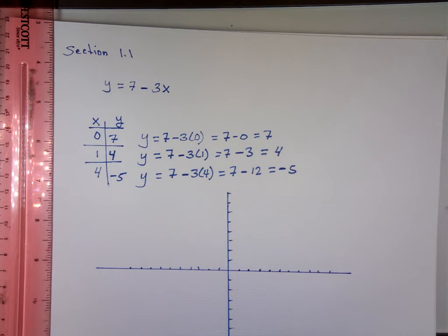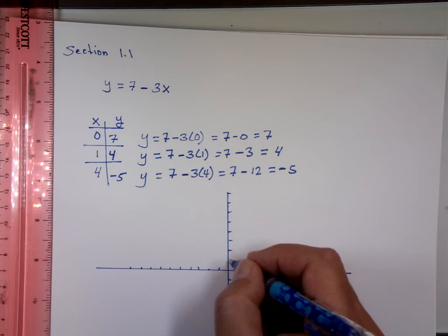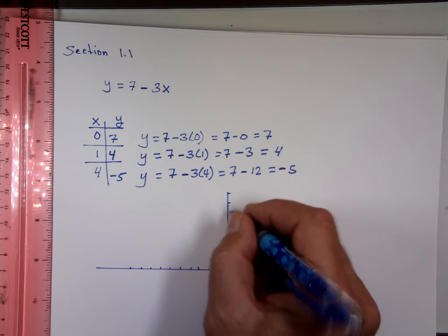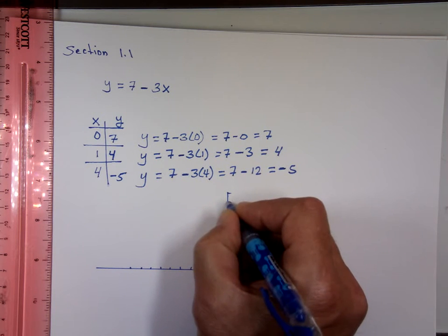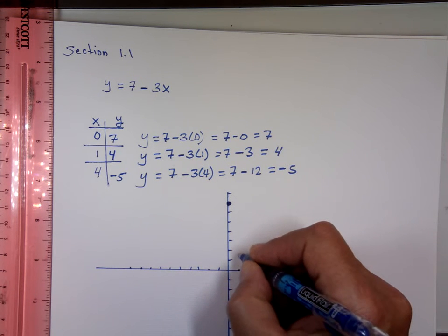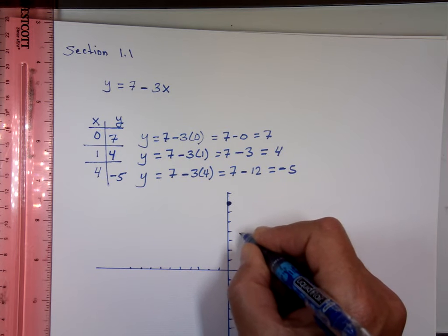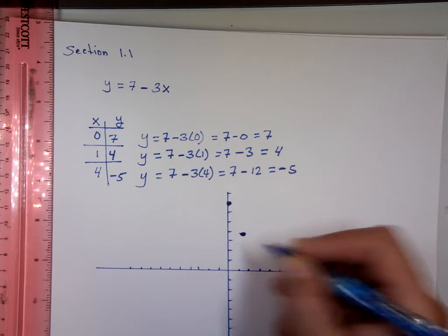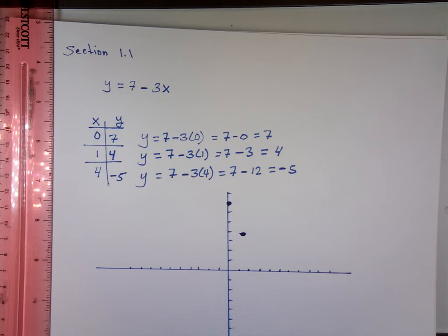0, comma 7. Where is 0, comma 7? 1, 2, 3, 4, 5, 6, 7. That's right here. 1, comma 4. That's 1, comma 4. And 4 and negative 5. 1, 2, 3, 4, and 5 down. 1, 2, 3, 4, 5. Somewhere here.